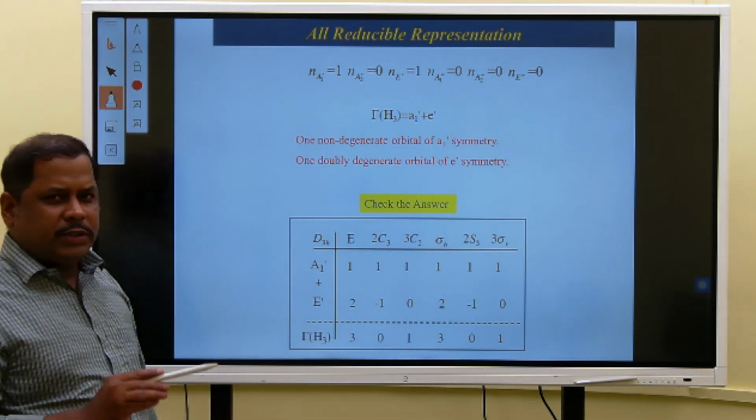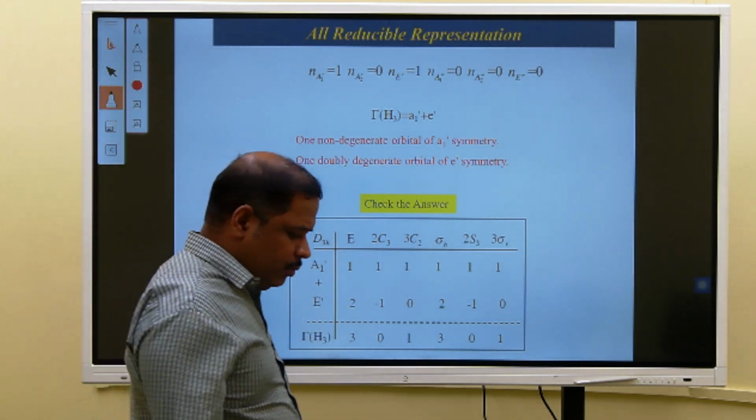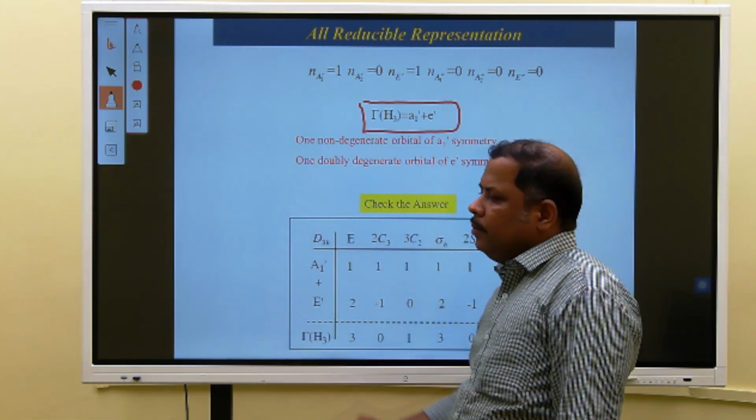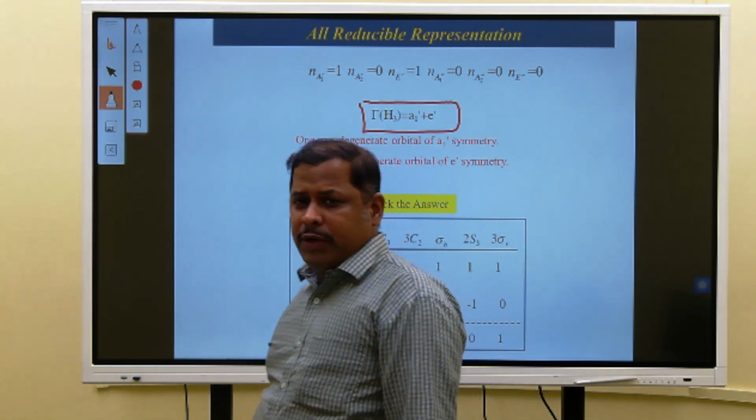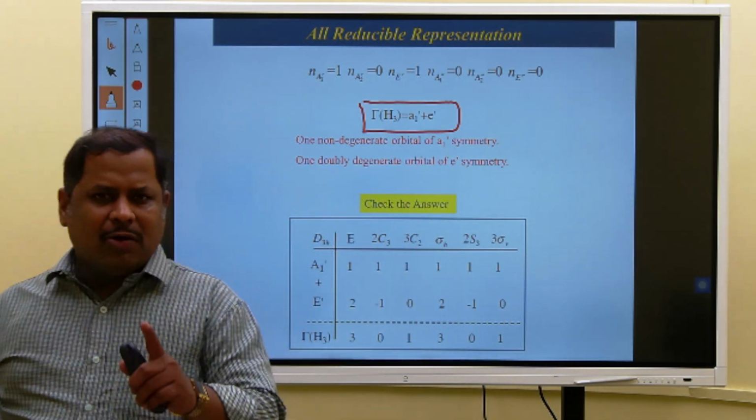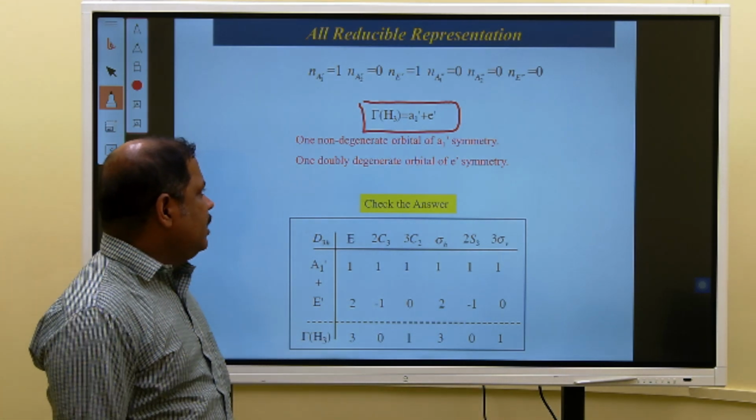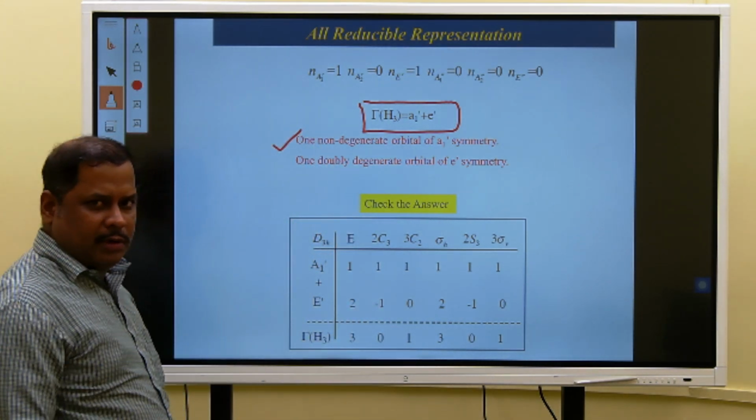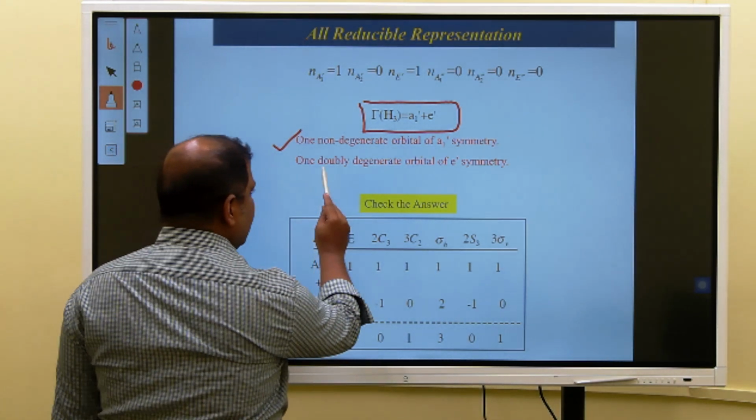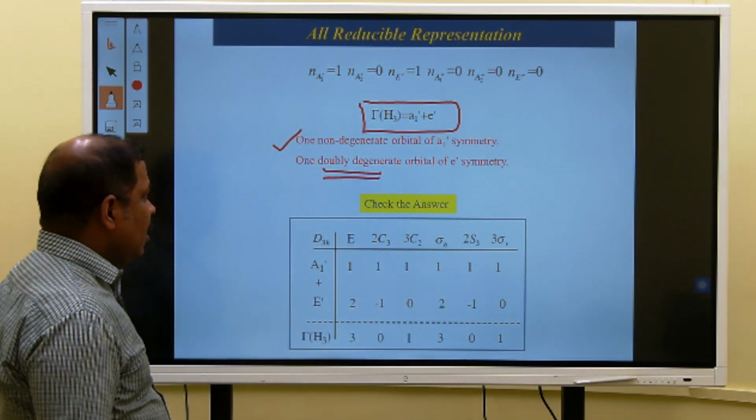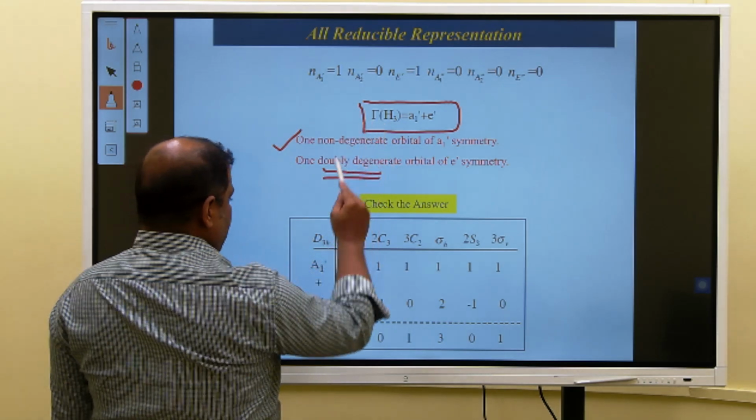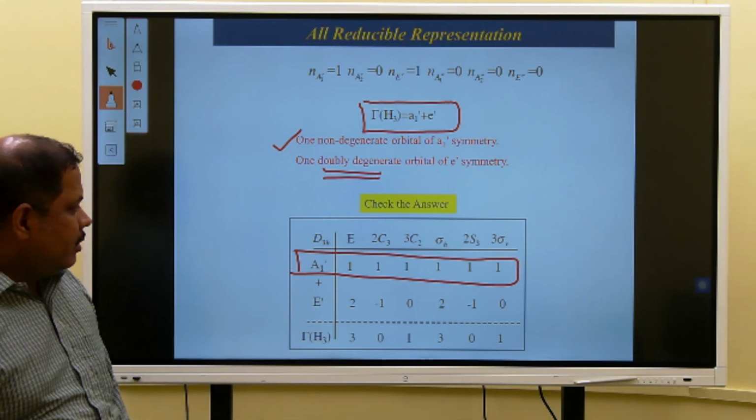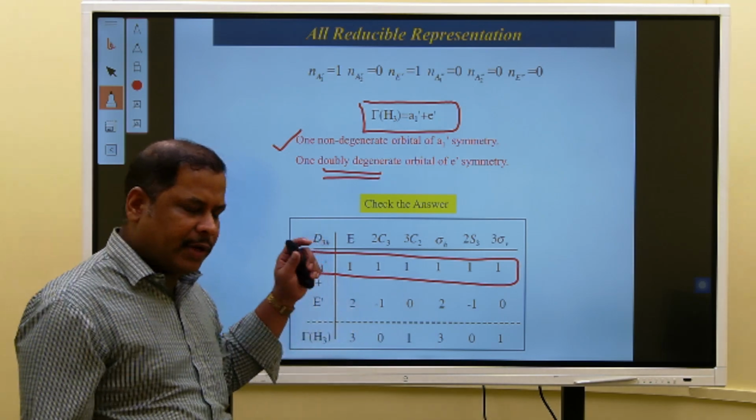Now, if you will solve the whole character table with the help of the reduction formula, you will come across that only these two are going to be contributing. This is A1 prime plus E prime. Now in group theory, A1 means a single orbital, right? And E prime means it is having a double degeneracy, right? A1 prime corresponds to one non-degenerate orbital, but E prime corresponds to a doubly degenerate one. Okay? Now, here A1 prime is already present in the character table, and the value will be 1 because it is highly symmetrical.